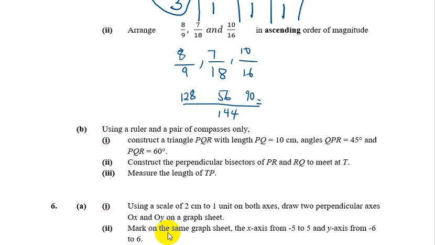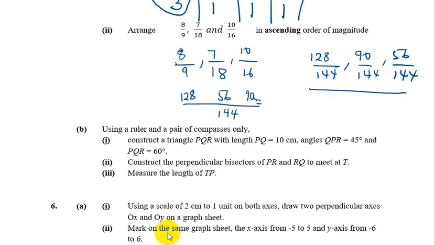So we can see clearly that the first one, 8 over 9, is giving us 128 on 144. Then from this number, which one is the second highest? This one is going to give us 90 on 144. Then 56 on 144. But we have to arrange it in ascending order, that is from the smallest to the biggest. So this is the smallest, right?